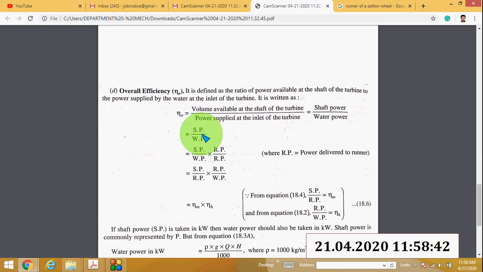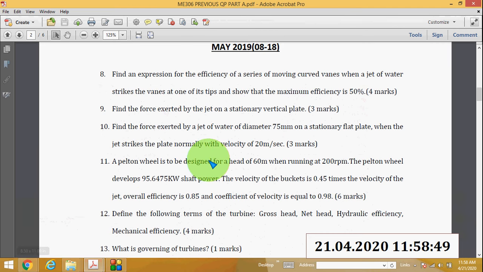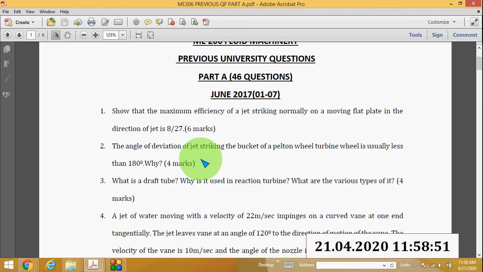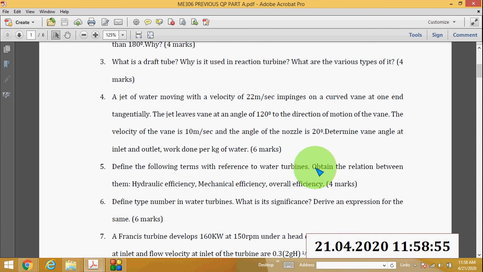So you can write like this. This is important. This is one question: derive an expression. Here in the June question number 5, you can see: obtain the relation between the hydraulic efficiency, mechanical efficiency, and overall efficiency.